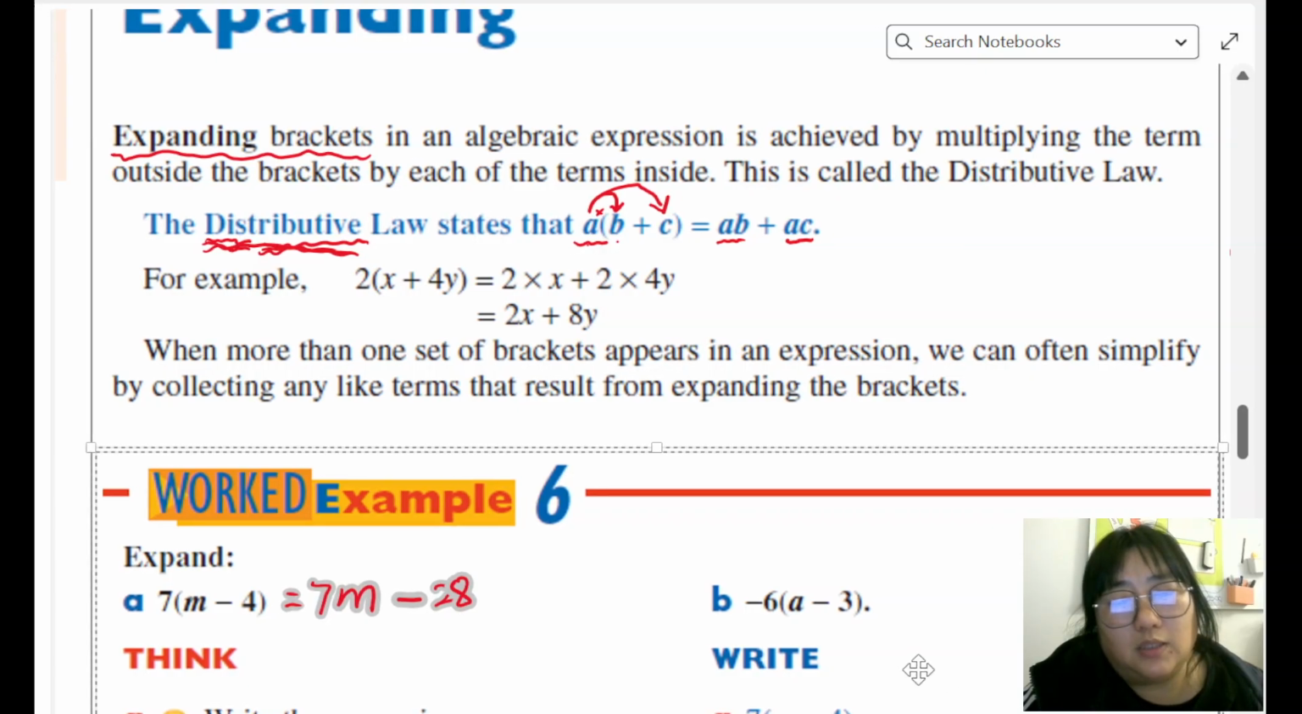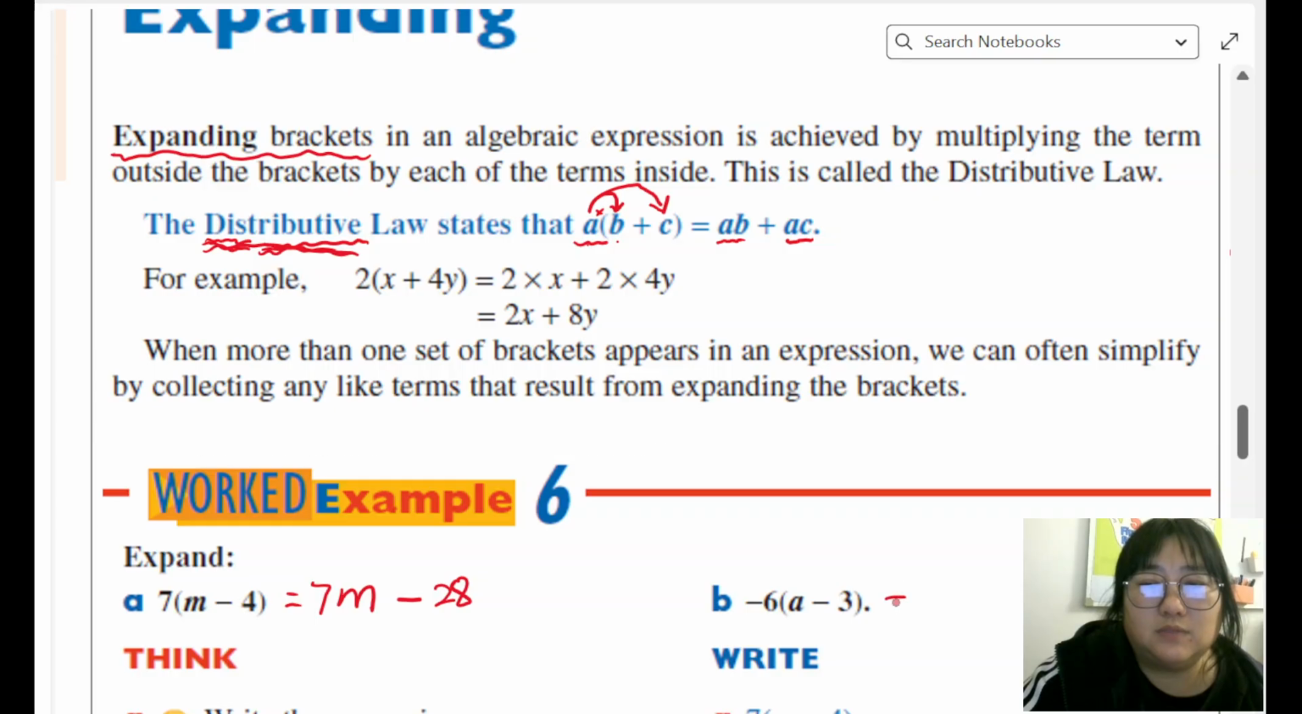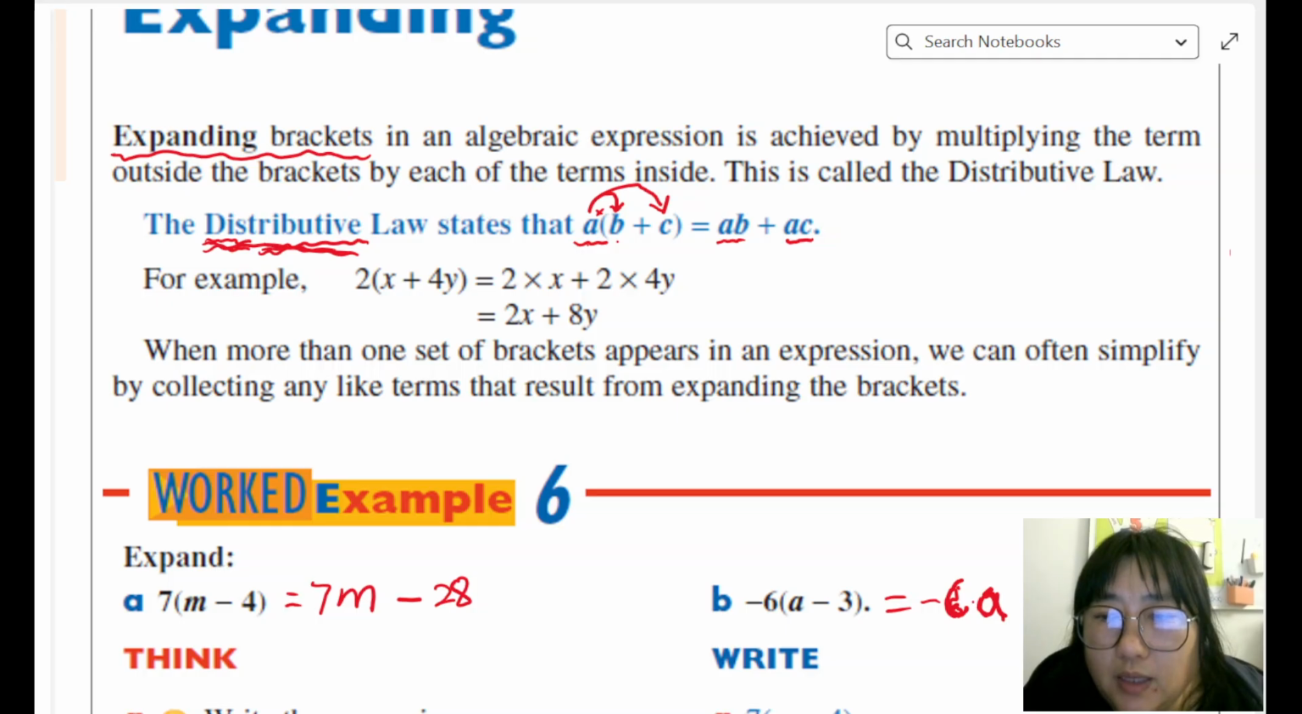And the same with this question. You have to use -6 to share to A, and then -6 to share to -3. Then the middle symbol, you can use plus. Then what you get is -6a, then plus negative times negative, that is positive. 6 times 3 is 18, so you plus a positive 18 here. Then you get -6a plus 18, because the two signs together are still plus. So that's your final result.